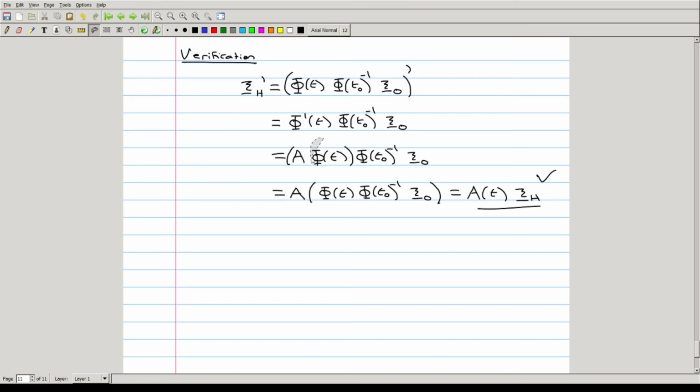And I really want to indicate here that A is a matrix function of t. So in general, this works not just for constant matrices, but for more general function coefficients that are functions of the independent variable.